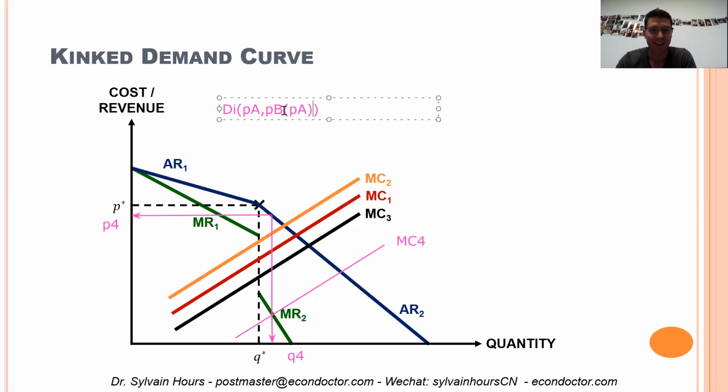If you change PA, if you cut the price, your competitor will change its own price. PB is a function of PA. So if you don't know this function, if you don't know what is the relationship between your price and the price of your rival, the price of your competitor, there is no way you can know the shape of the individual demand curve you are facing.